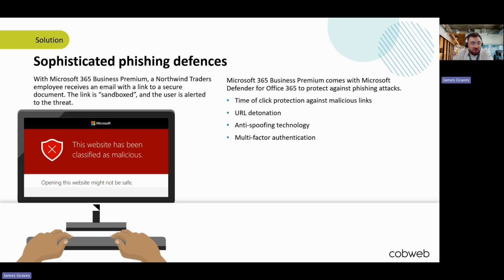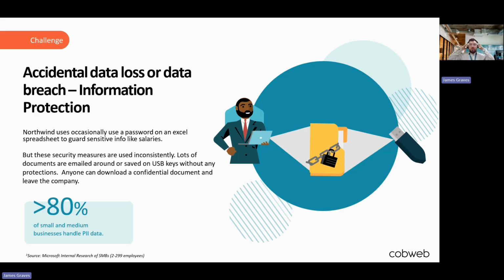Okay. So moving on and looking at some of the other pieces here now. So this is moving now away from the security piece and a little bit more into the information protection aspect. So when we say information protection, basically what we're doing there is protecting data on people's devices.